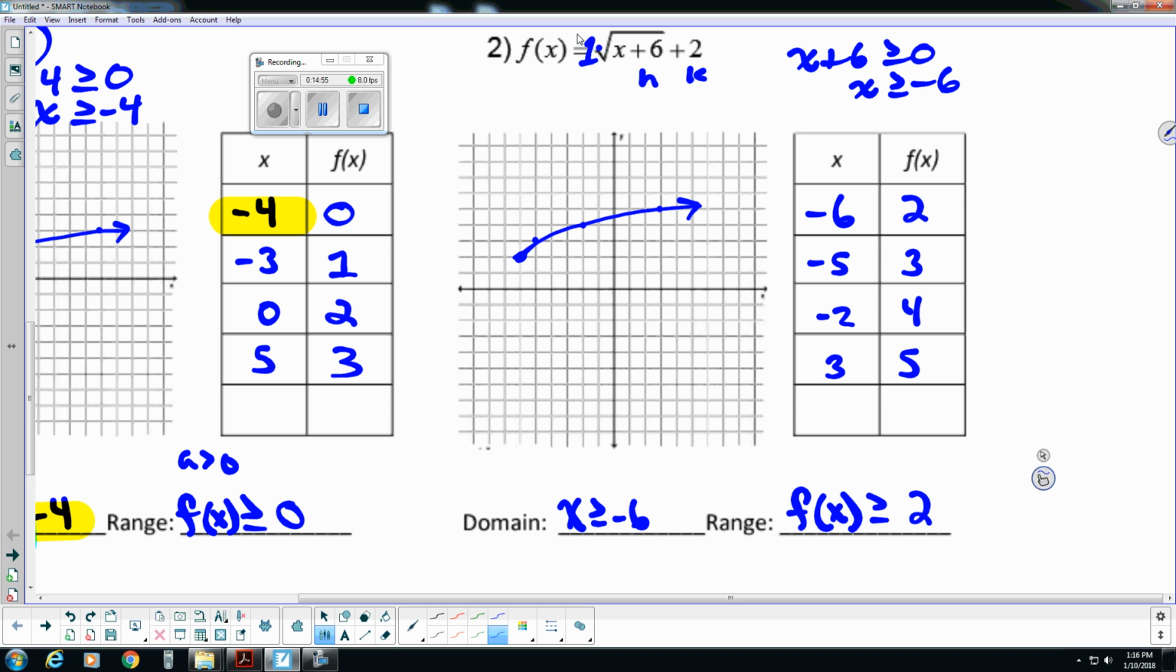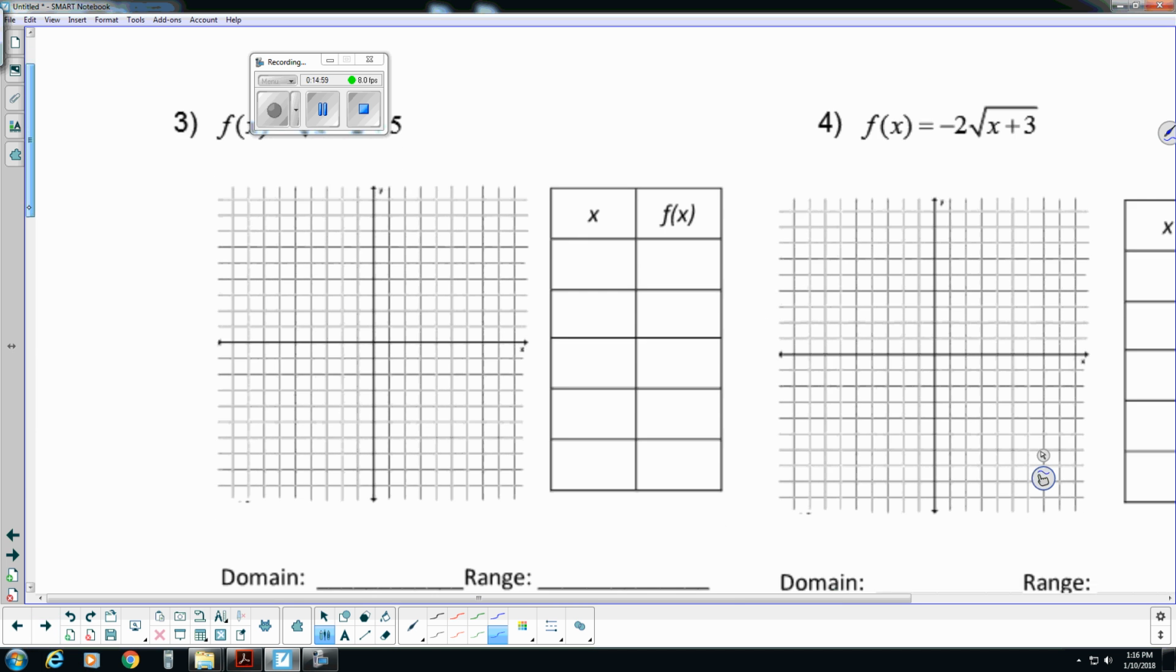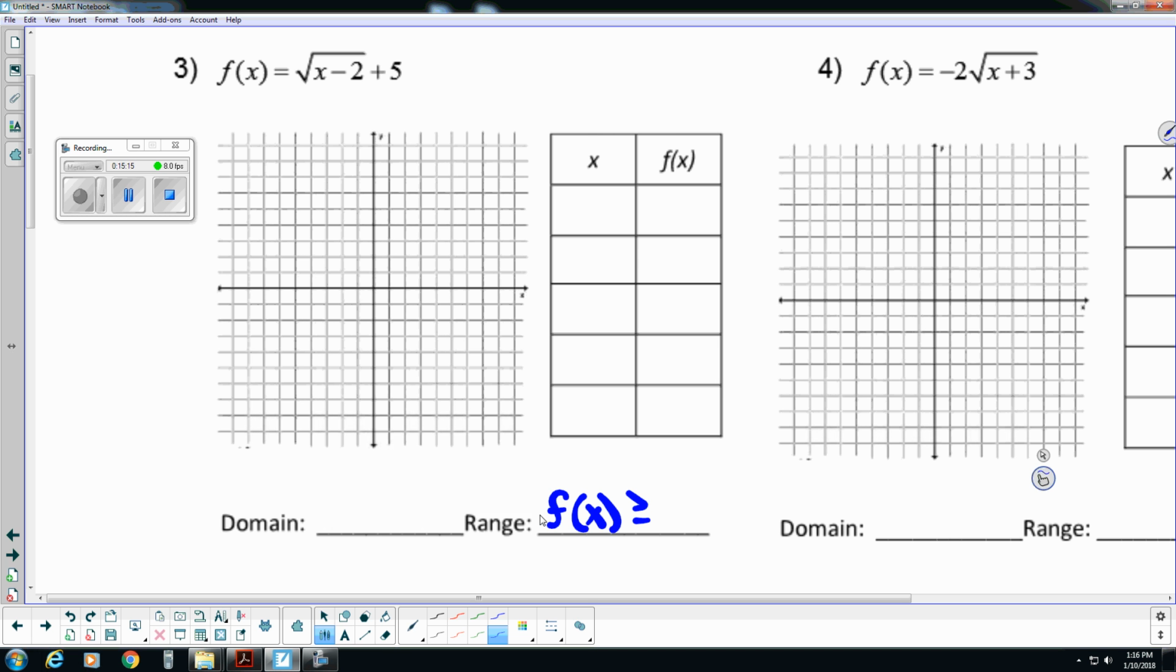All right, turn the page. Now up here at the top, number 3. Square root of x minus 2 plus 5. Again, my a value is 1. My a value is greater than 0. It's positive. So my range is f of x is greater than or equal to, and we pick the k value always. So it's greater than or equal to 5.